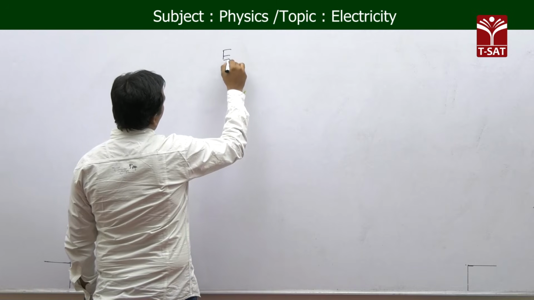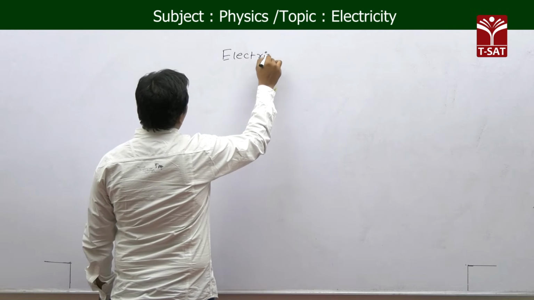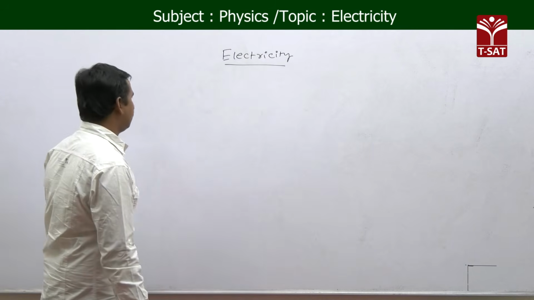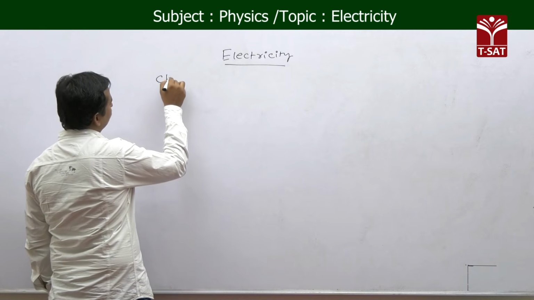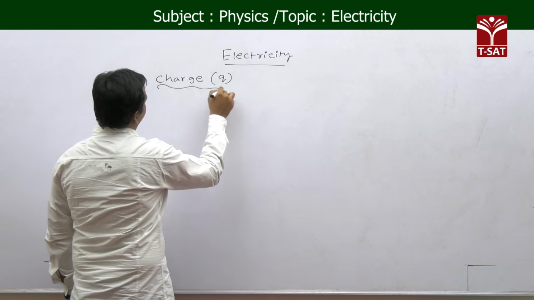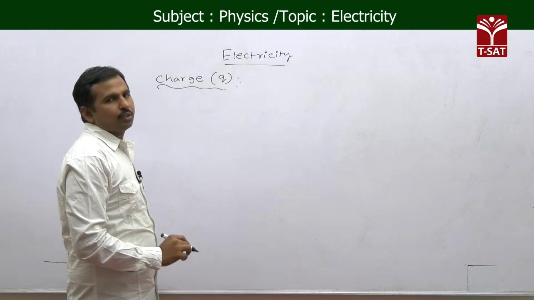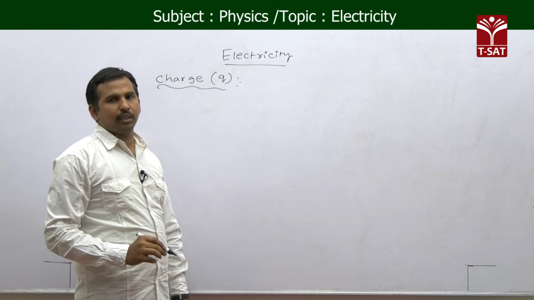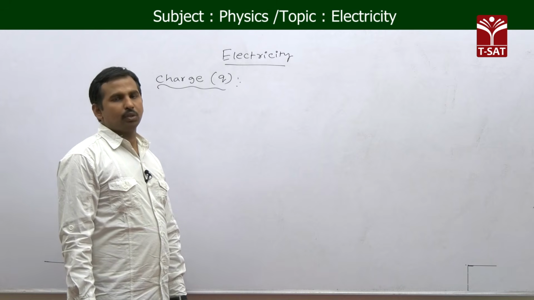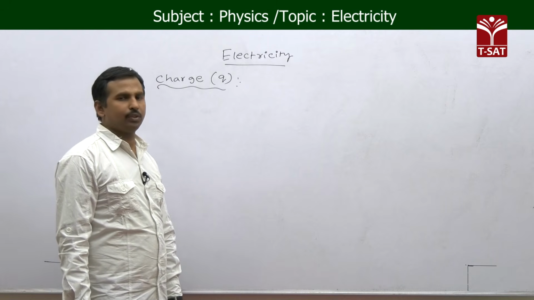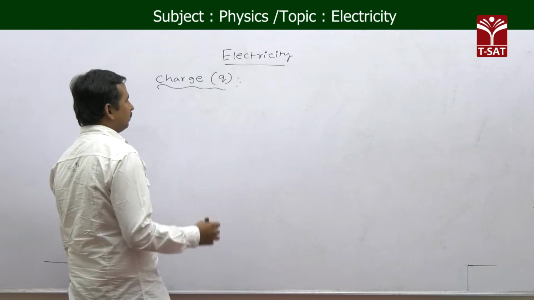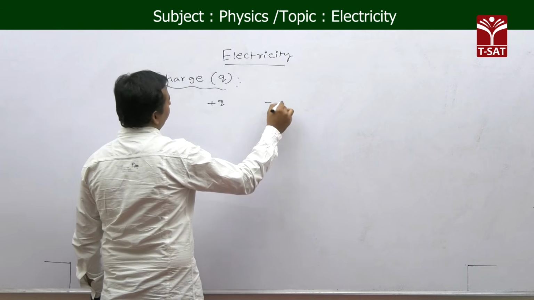Now we will see about electricity, which is one of the important topics for competitive exams. Here, the mainly important thing is charge, represented with Q. If you see the properties of charge, charge is the property of a body which exists as dual in nature. We have a positive charge and a negative charge, plus Q and minus Q.